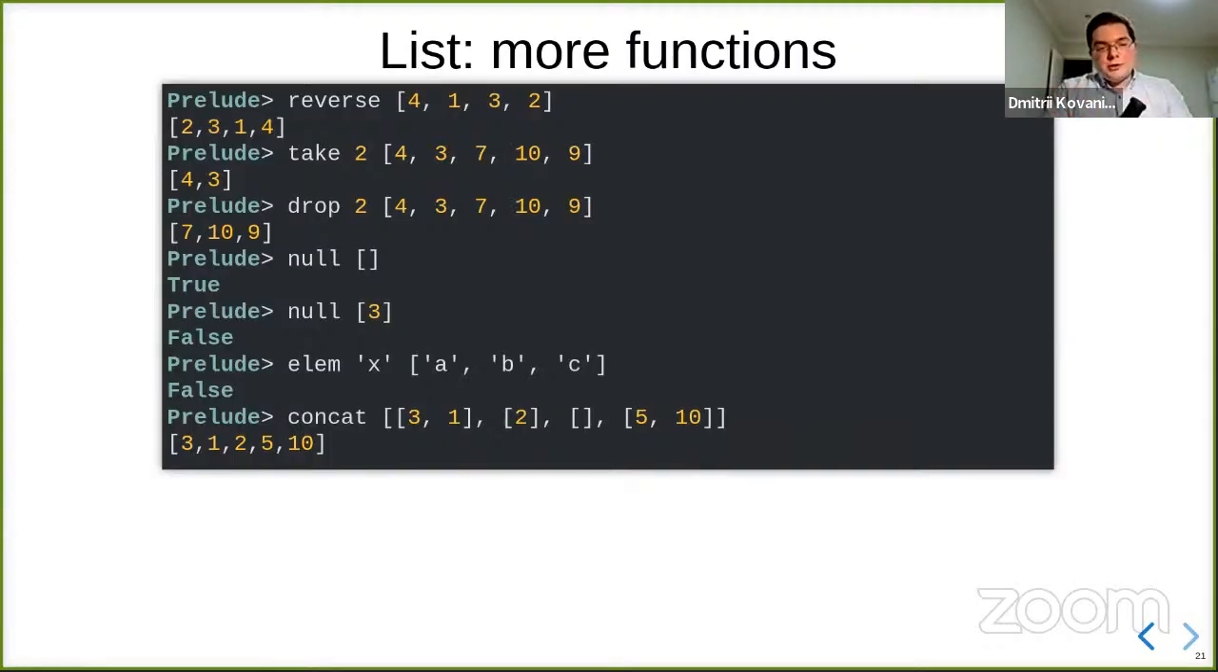Null is a function that returns a Boolean value whether the list is empty. So if the list is empty, it returns True. If the list is not empty, it returns False. So it's not related to nulls in other programming languages. It's just to check whether the list is empty.